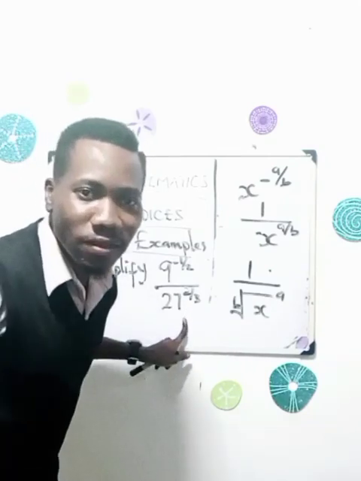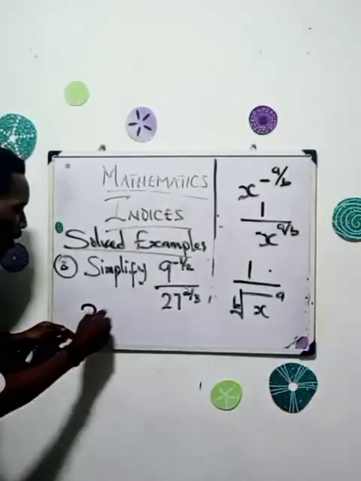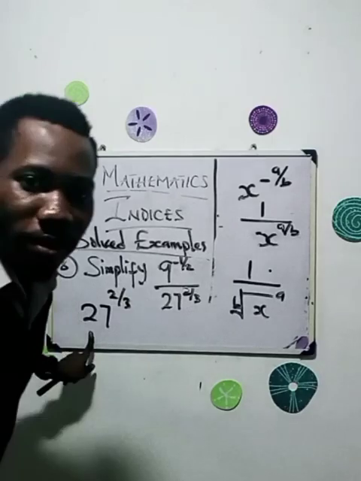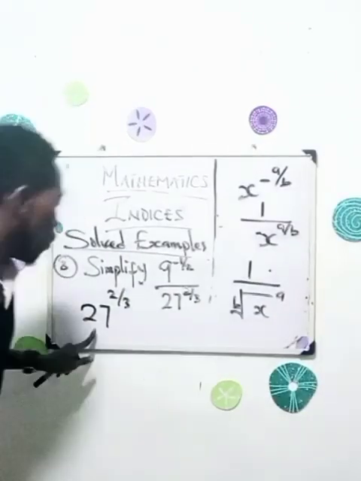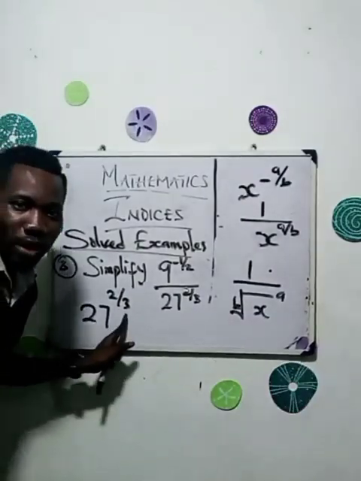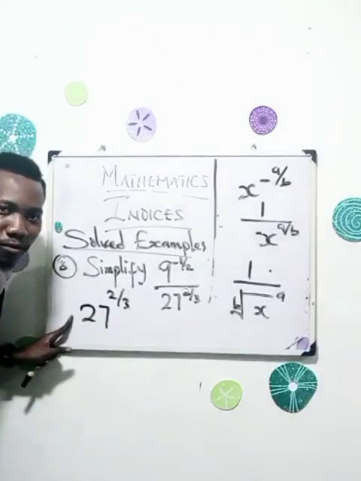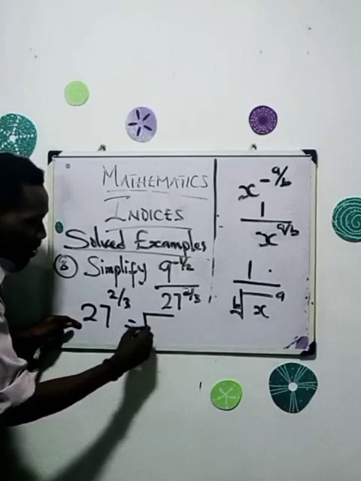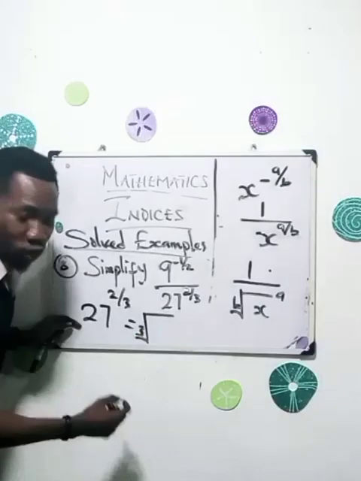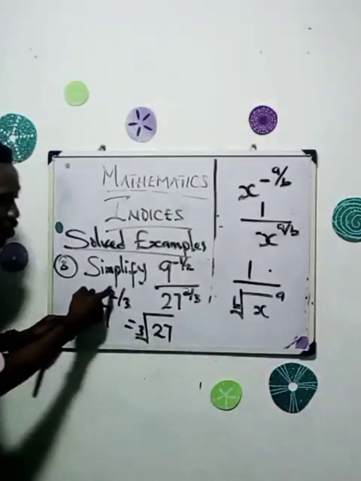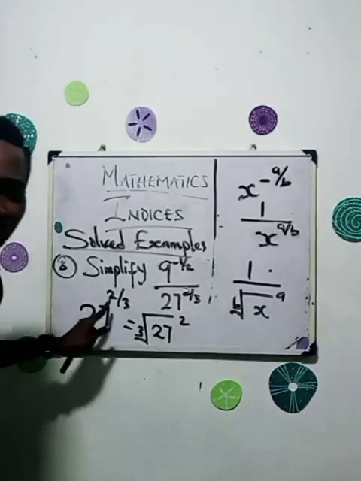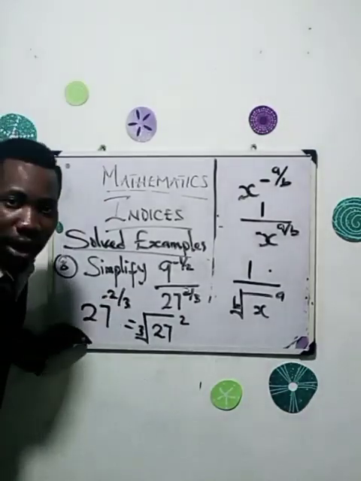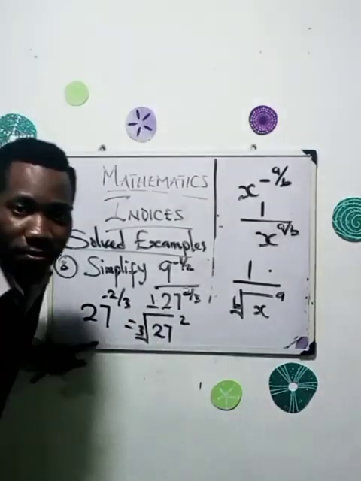This one, 27 raised to the power of 2 over 3. This becomes the 3 root of 27 raised to the power of 2. So that's what this will be. 3 root of 27, that's cube root of 27, raised to the power of 2. There is no negative here. If this were to be negative, minus, you're going to have 1 over.